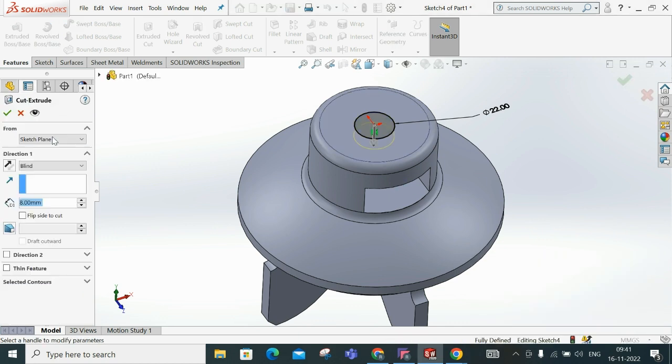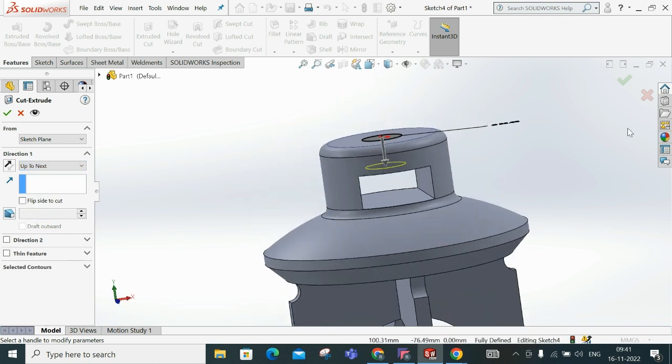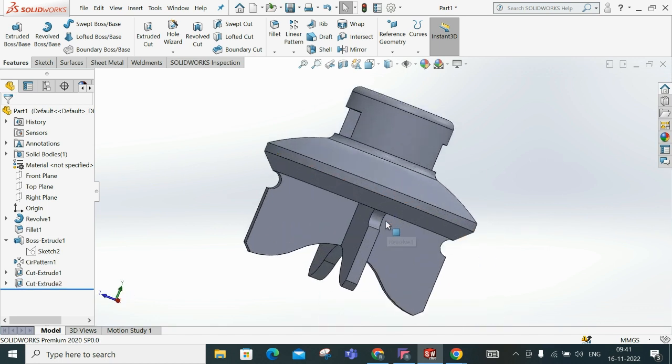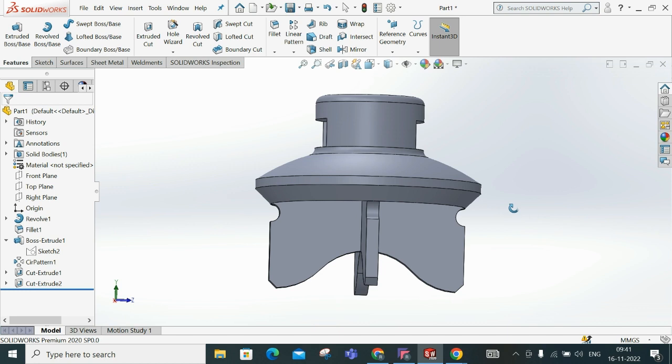Extrude cut up to next. Fine. This is the thing which we have. Try to make this thing, okay?